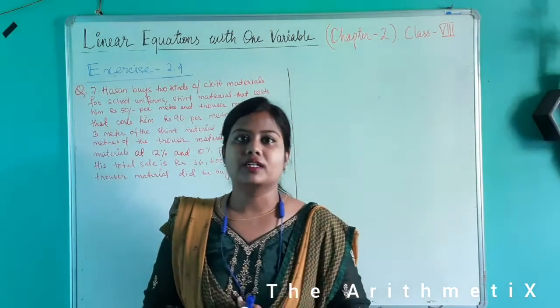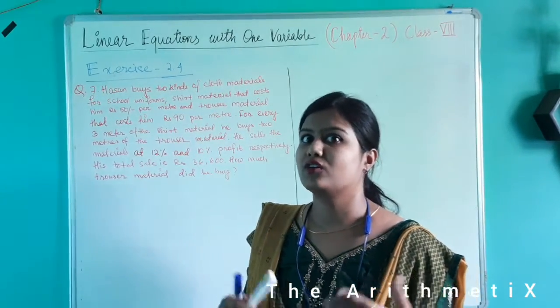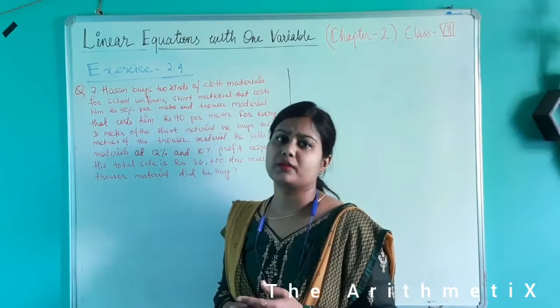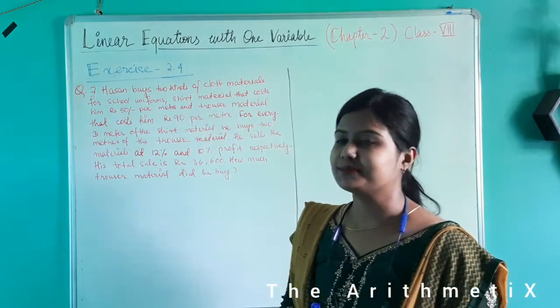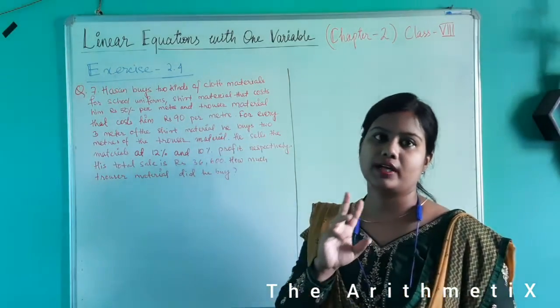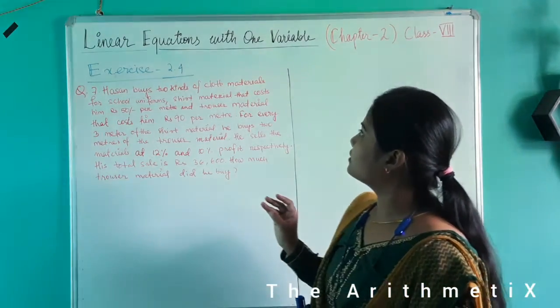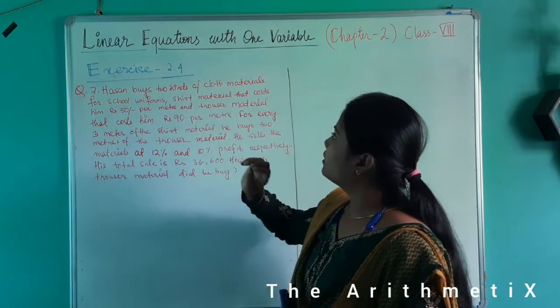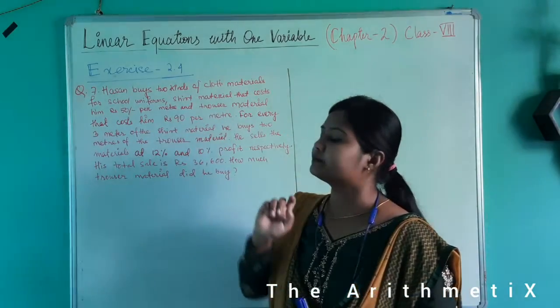Let us solve another question from exercise 2.4. It is a very long question and its solution is also very long, but it is very easy to solve. Let us discuss. Hassan buys two kinds of cloth material, trouser and shirt. The shirt material costs 50 rupees per meter.